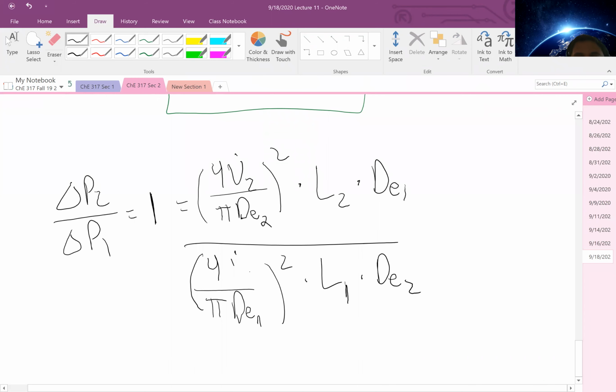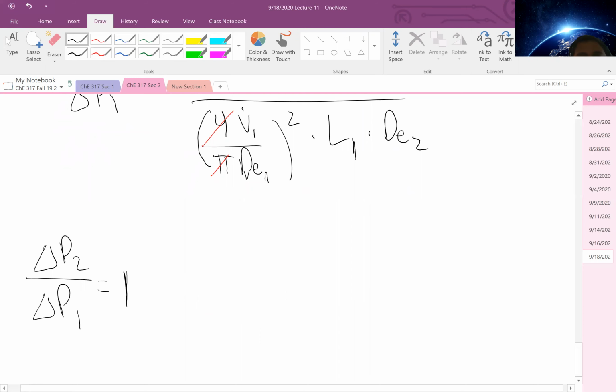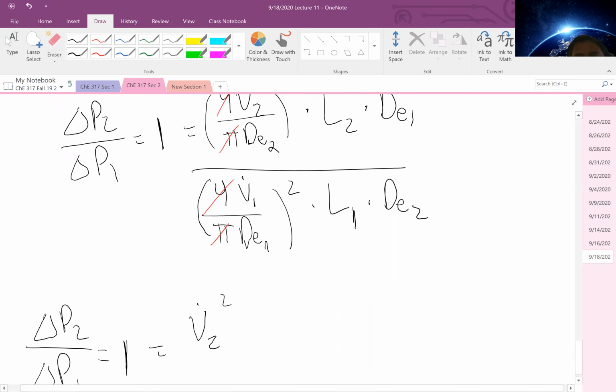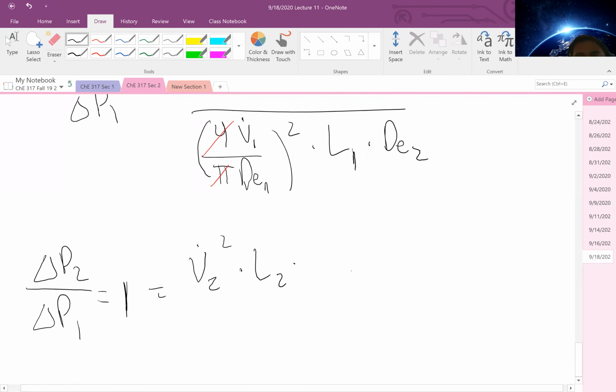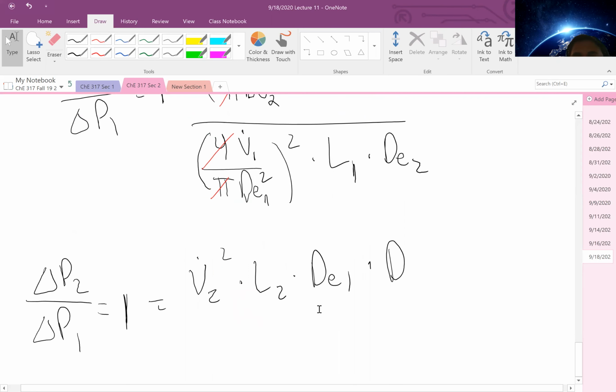What I'm trying to identify here is that comparison between my flow rate and my pressure drop. Once again, I can cancel out the constants and simplify my expression one more time and say, based on my pressure comparison, I have my flow rate squared times length times effective diameter. No, I forgot squares here, didn't I? Yes, I did. So this would be D.